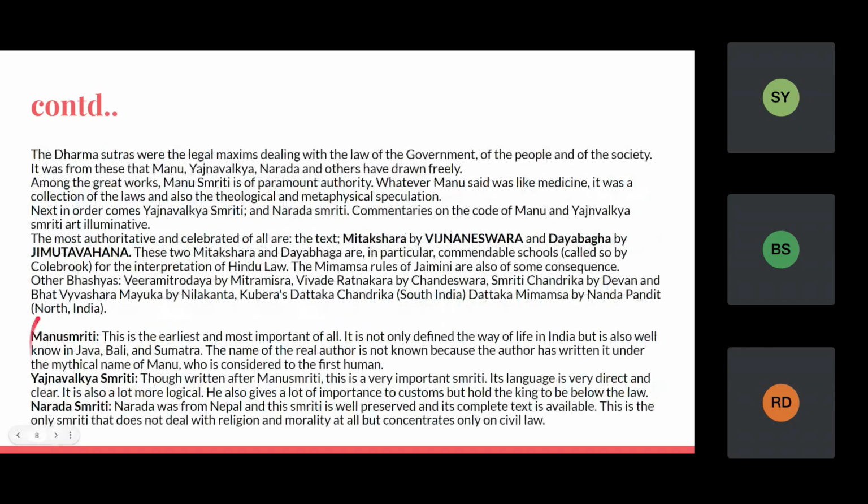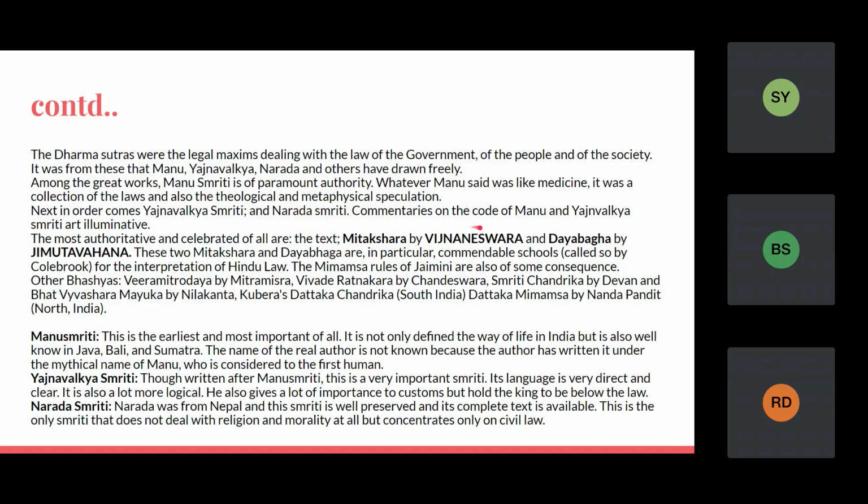Now, Dharma Sutras were the legal maxims as we have seen. It was from these that Manu, Yajnavalkya, Narada, and others have drawn freely. So these persons are important in Hindu law. Manu Smriti, you all might have come across. Manu Smriti is of paramount authority. Whatever Manu said was like a medicine. We believe that he is the first person on earth.